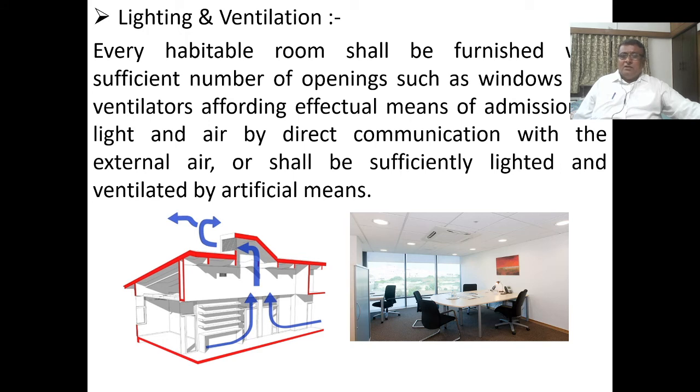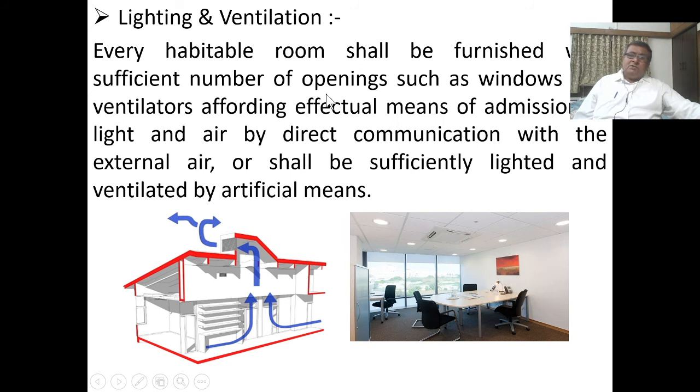Then lighting and ventilation. Every habitable room shall be furnished with a sufficient number of openings, such as windows and ventilators. Habitable means a room in which we live. These are habitable rooms.